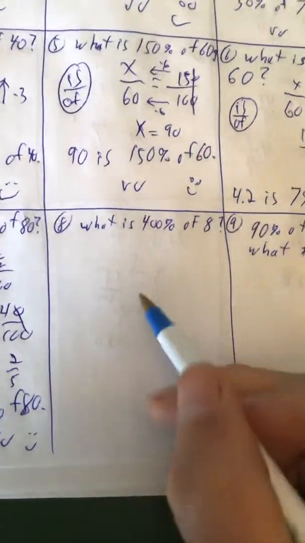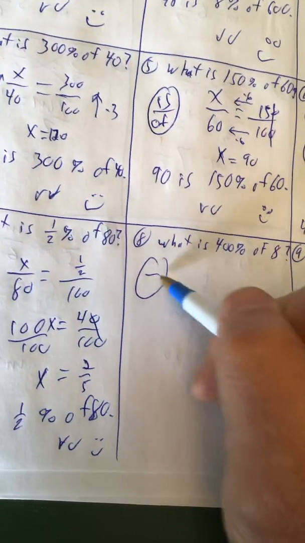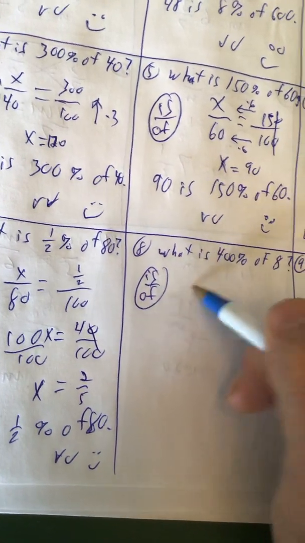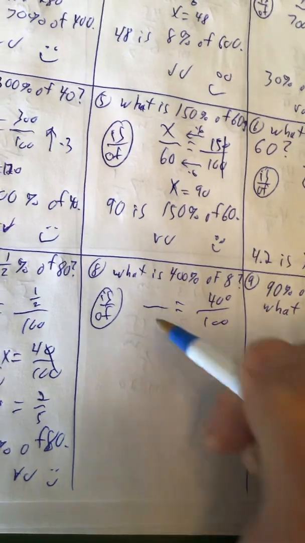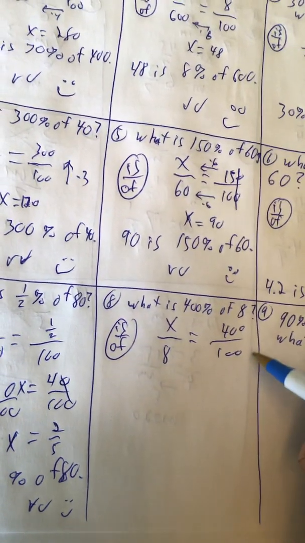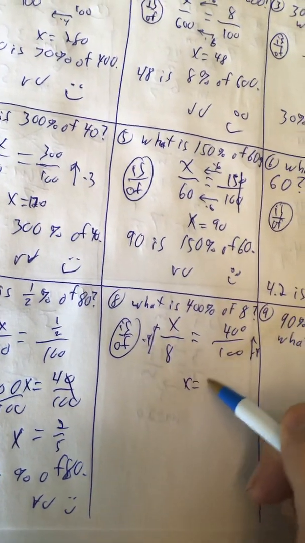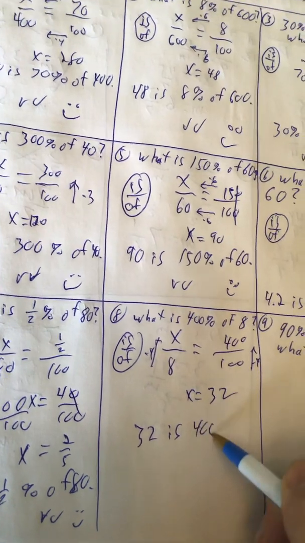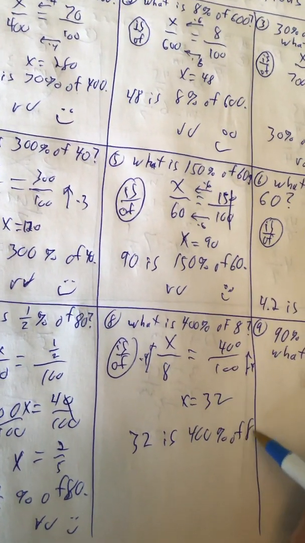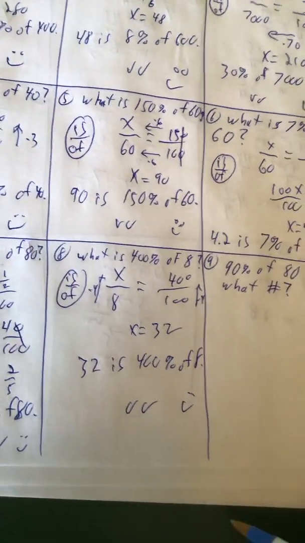Number 10 here, or number 8. What is 400% of 8? Hit pause, go. Is over of. The 400 goes over the 100. This is just times 4. Times 4. X equals 32. 32 is 400% of 8. Here's my double check. 100% of 8 is 8. 400% would be 32. Yep, I'm right, and I know I'm right.